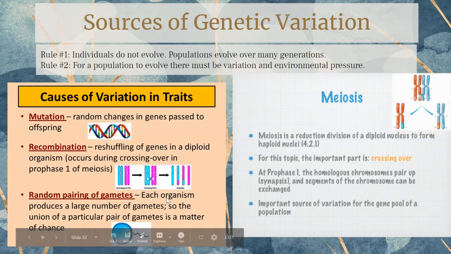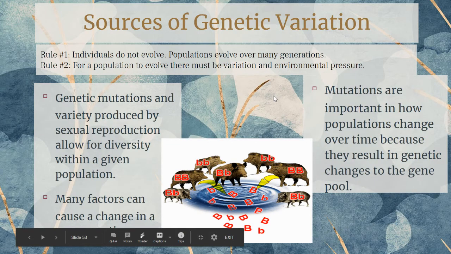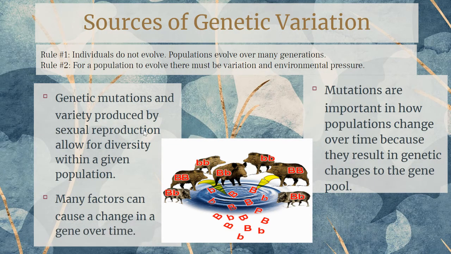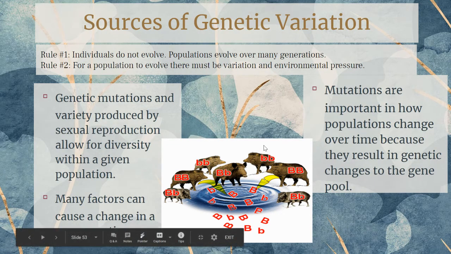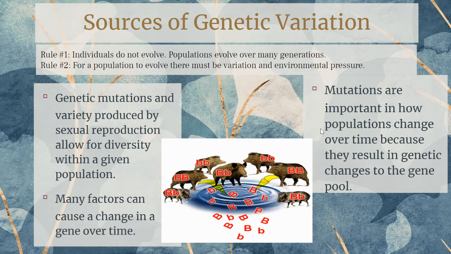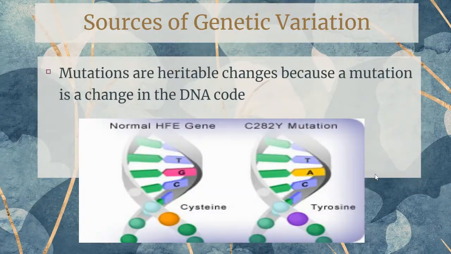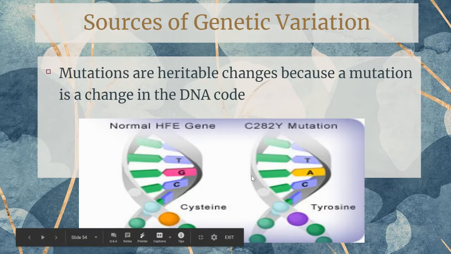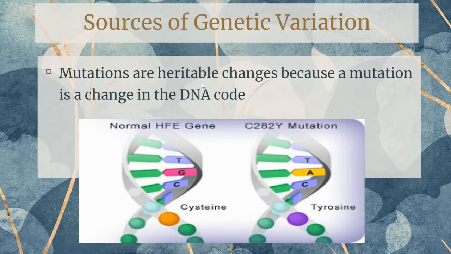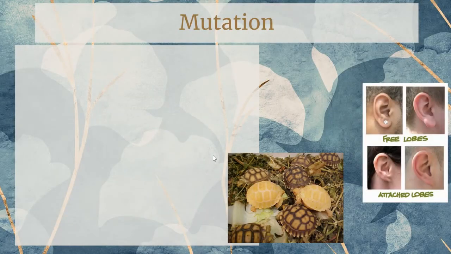The random pairing of gametes in sexual reproduction also causes genetic variation. I just said that mutations are important in how populations change over time because they do result in genetic changes in the gene pool, especially if the mutation is something that's beneficial. We'll talk about that in a minute. They're heritable, meaning they can be inherited because it changes your DNA. And that's, especially during meiosis, what's passed on to your offspring.